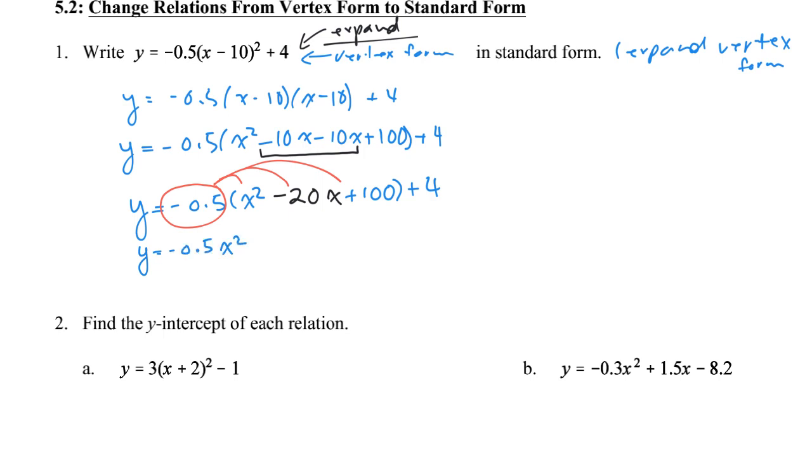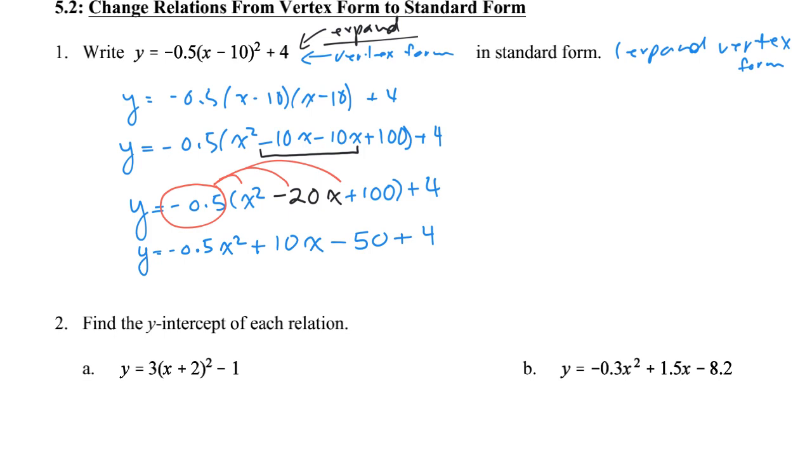Then we have to take minus 0.5 and multiply it by negative 20x. And a minus times a minus gives us a positive, and 0.5 times 20 gives us 10x. And then we do the same again for this 100. So negative times positive gives us negative, then 0.5 times 100 gives us 50. And because we have used that a value and pushed it into our bracket, the bracket just disappears, and we're left with our plus 4 from before.